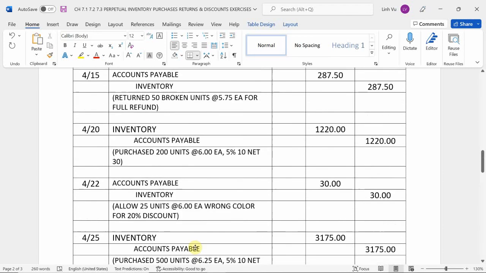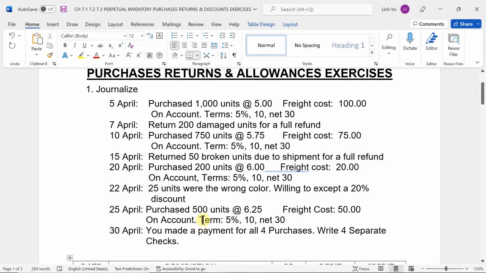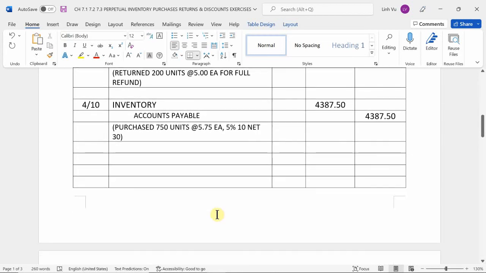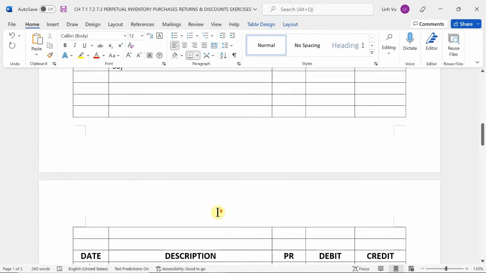Okay. So let's look at the second batch of inventory that we purchased on April 10. We purchased 750 units at $5.75 each. However, 5 days later, we end up returning 50 of them because they were broken due to shipping. So I originally charged my account on April 10, $4,387.50. However, because of that refund, I end up refunding $287.50. So how much do I actually owe for the second batch of inventory?